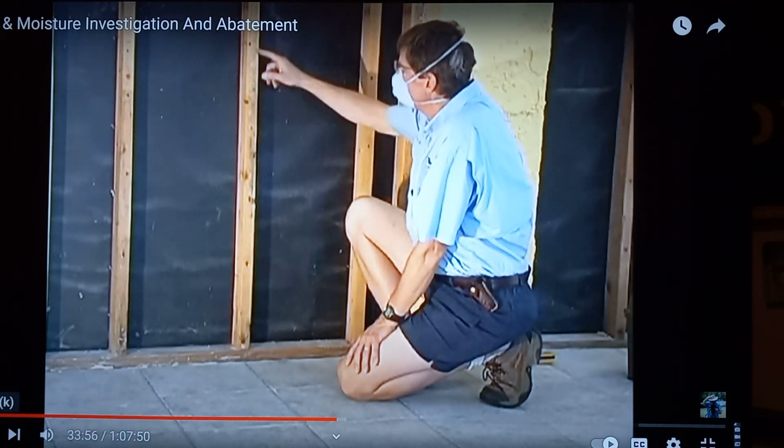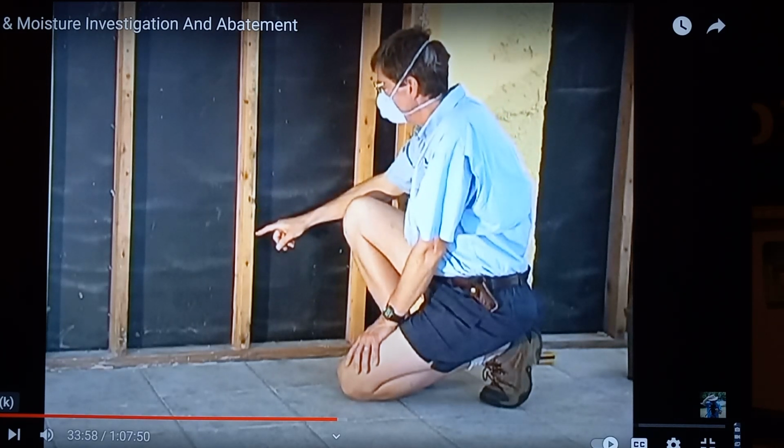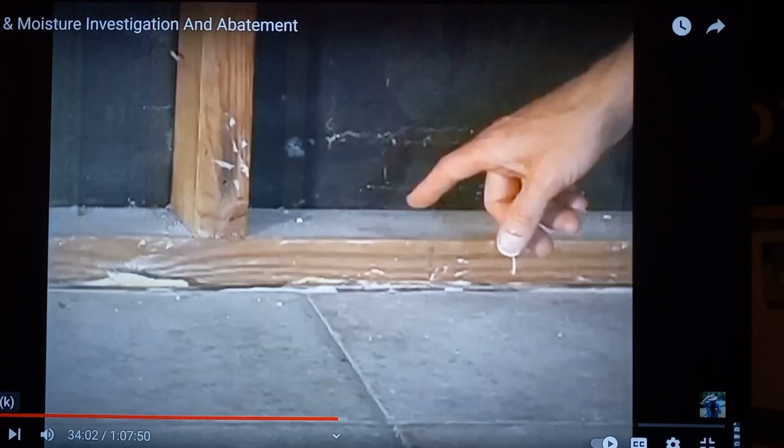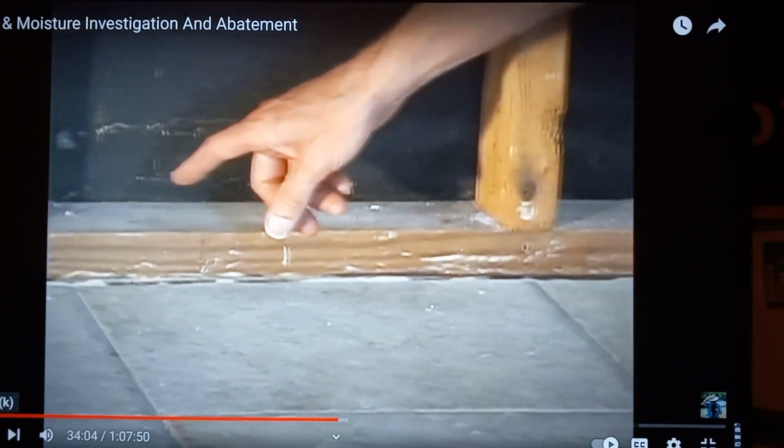Typically, this stud would have to be scrubbed to remove any visible mold growth. These are areas that would be HEPA vacuumed.